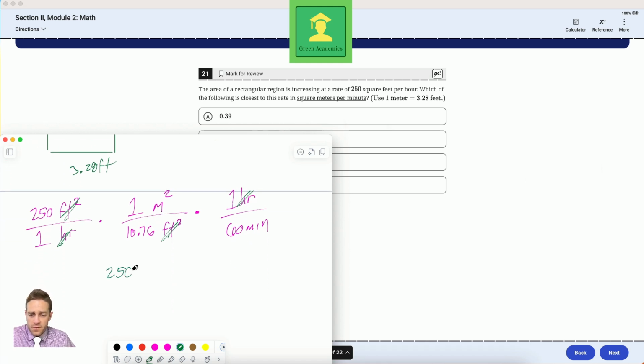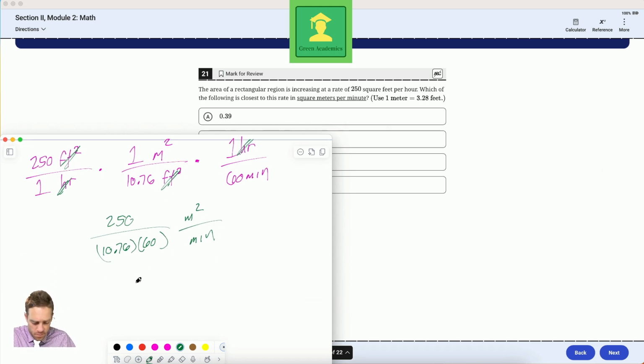So it'd be 250 over 10.76 times 60, and you're left with square meters per minute. I get an actual number for the fraction on the left, hitting it on the calculator. I'm looking at 0.39 square meters per minute, which is A.